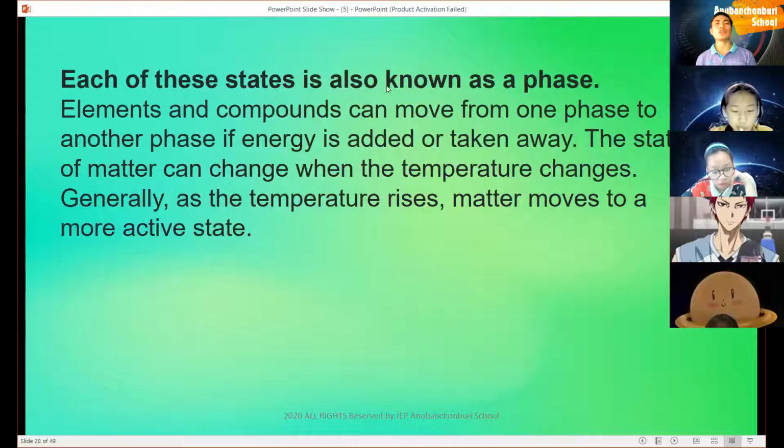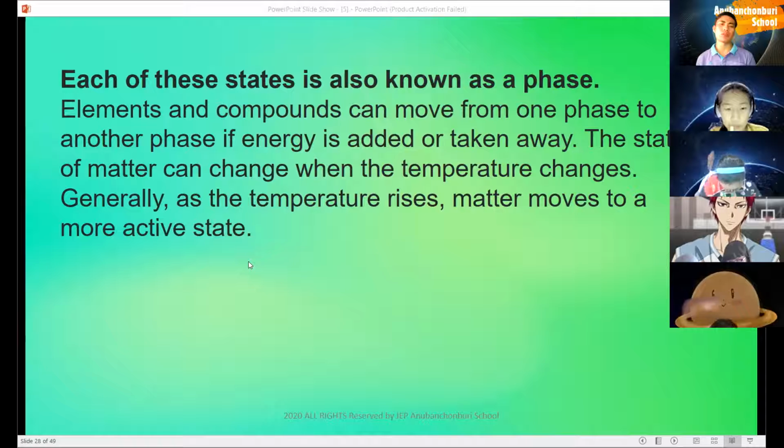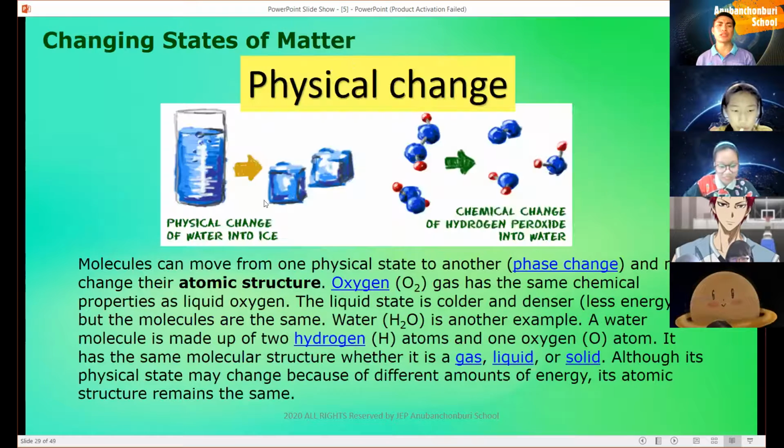Okay, so let's now proceed here. Each of these states is also known as a phase. So we have a solid phase, liquid phase, gas phase, or plasma phase, right? And what is cool about this is that when we change the temperature, if we make it very, very cold, or apply too much temperature, or the temperature goes higher and higher, then some changes will happen to these states of matter, right?